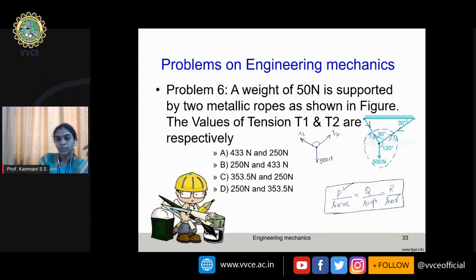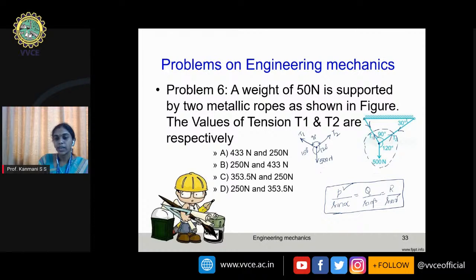Observe the angle between these two is 90 degree and the angle between these two is given as 120 degree. When this is given, just hold your calculator and check what is 360 minus 120 minus 90. So it is 150. So this angle is 150 degree. I'm applying this equation.